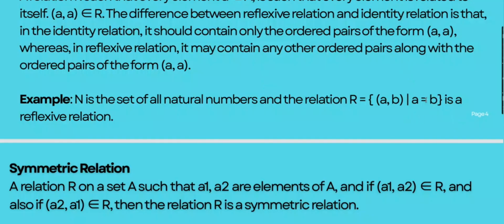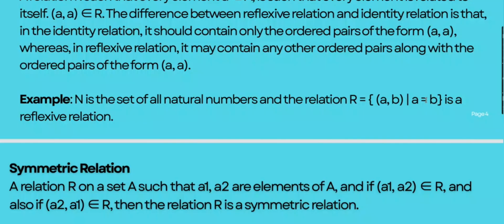I am going to take two values, 1 and 2. 1 is a natural number, and 2 is also a natural number. Yes or no? So I can tell that one natural number is equal to another natural number, right? So this is a reflexive relation. Can you follow? 1 is a natural number, 2 is also a natural number. Therefore, I can tell that a is equal to b.